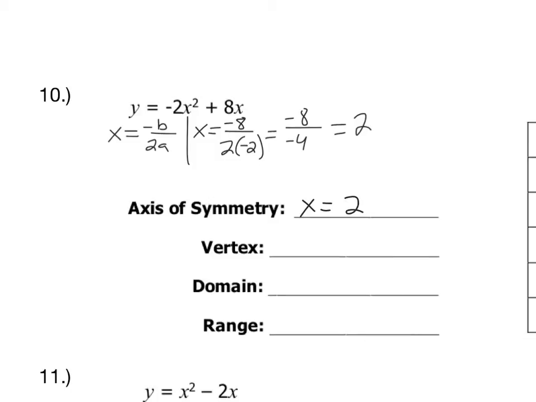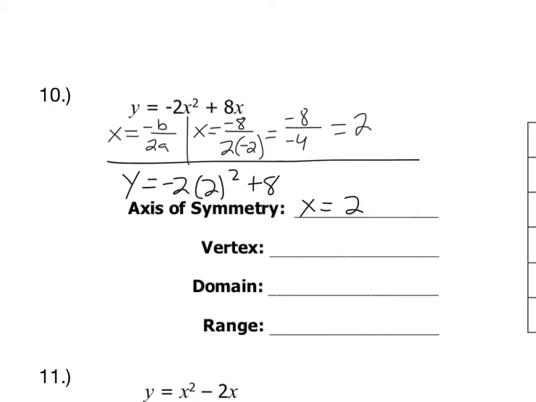We're going to use that axis of symmetry to figure out our vertex. All we would need to do is plug in 2, and you will receive a y. So for our vertex, it's going to be y equals -2 times 2 squared plus 8 times 2. Well, 2 squared is 4, and 4 times -2 is -8, and then that's plus 16, so your vertex is going to be 2 comma 8. That will be your vertex.